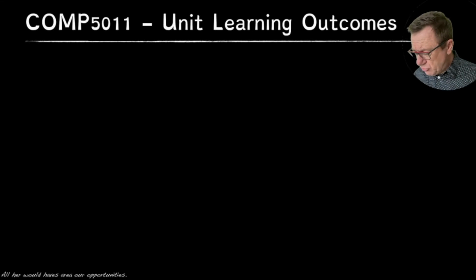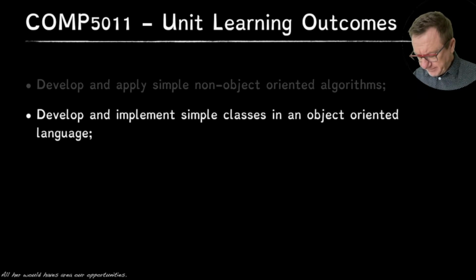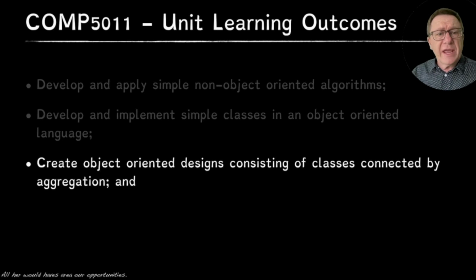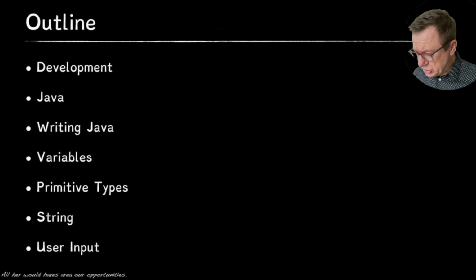Now, if you're one of our postgraduate students, our unit learning outcomes are slightly different, but develop and apply simple, non-object orientated algorithms. Okay? Develop and implement simple classes in an object-oriented language. That's what we're going to be doing with Java. Create object-oriented designs consisting of classes connected by aggregation. And again, similar to the undergrads, communicate our design decisions in a manner that's appropriate to the audience. These are absolutely crucial things for this unit.